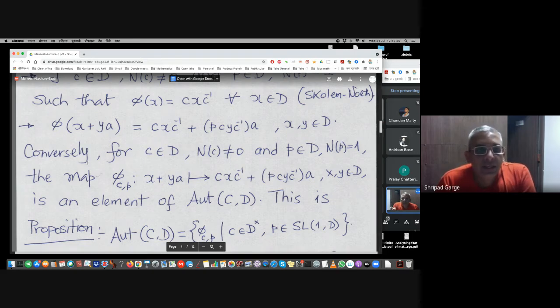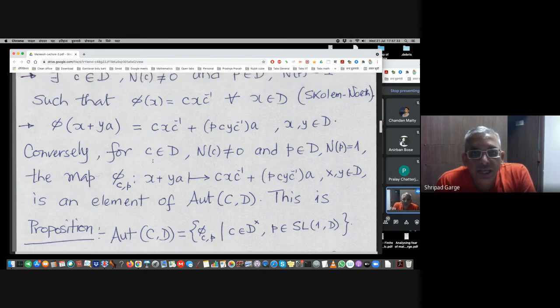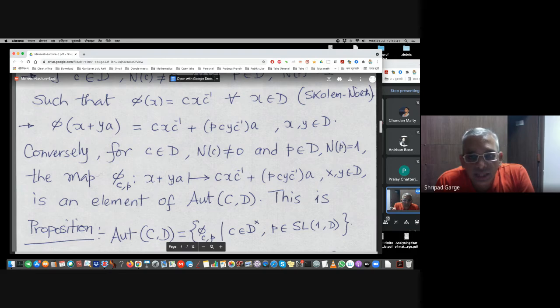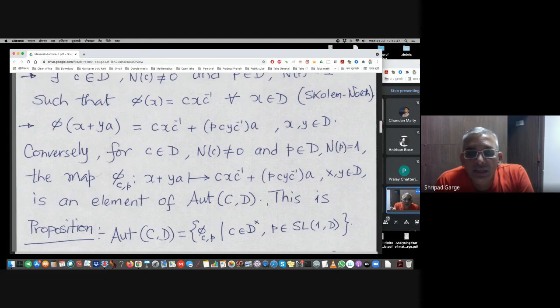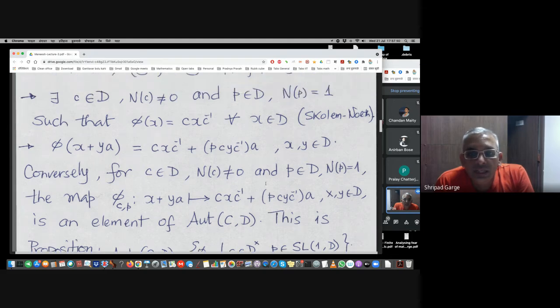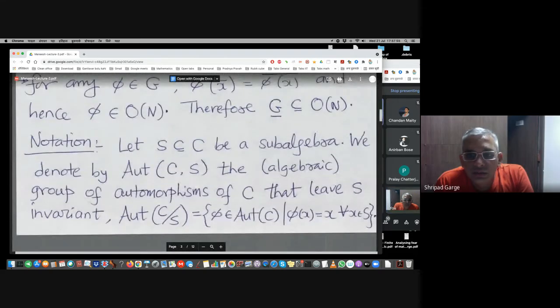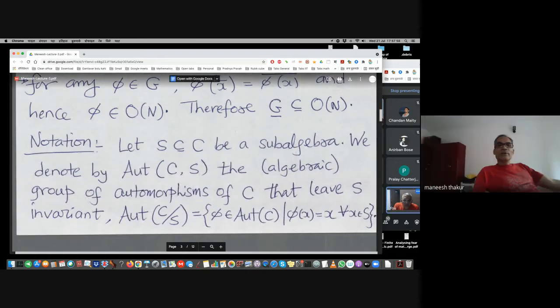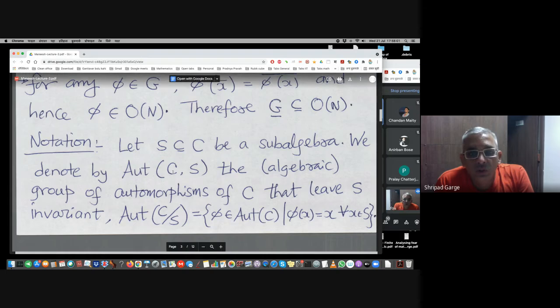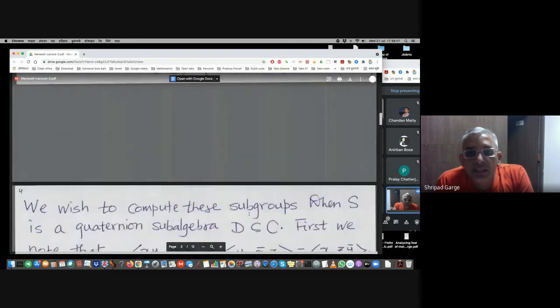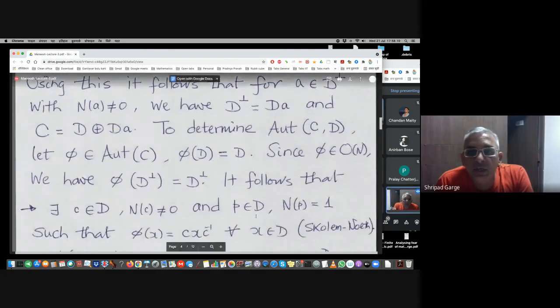So conversely, if you take C, an element in D of non-zero norm, and you have a P of norm 1, then the map defined in this way is an element in Aut(C, D). But Manish, did we not say that we are fixing D pointwise? No, there are two subgroups. One is Aut(C, D), the other is Aut(C by D), which fixes D pointwise. So Aut(C, D) is the one which takes D to D, and Aut(C by D) is the one which fixes it pointwise. Correct. Here we are just having D going to D.